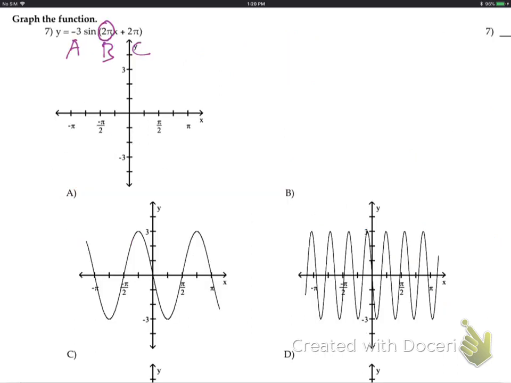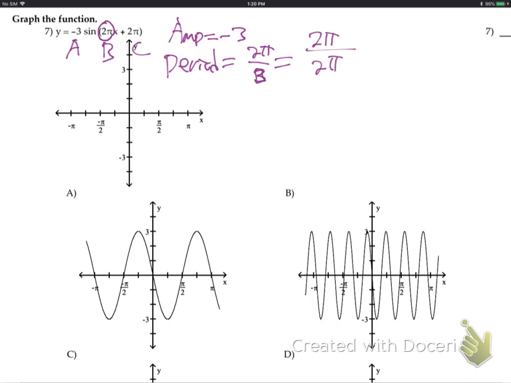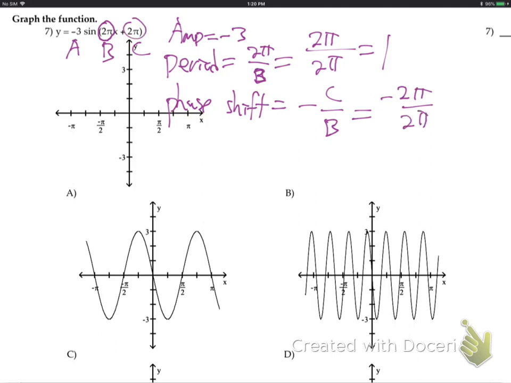So, ABC. We start with the amplitude, -3. No big deal on that. Amplitude, -3. Let's go on to the period: 2 pi over B. What's B? It's 2 pi, so that's just 1. And then let's do the phase shift, negative C over B. What's C? It's 2 pi, over B, which is also 2 pi. It's -1, so that'll be back 1. You just take it straight. So the phase shift is -1.